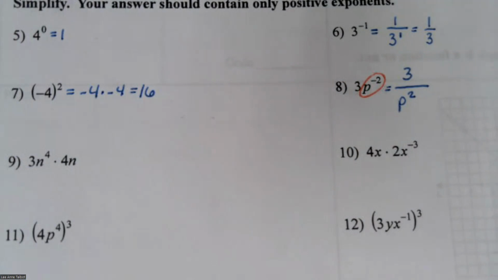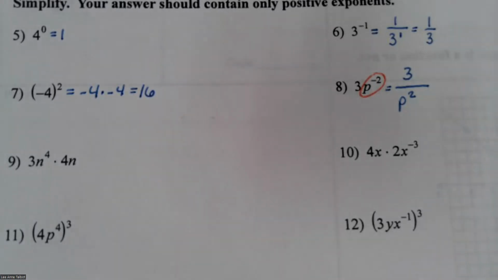Let me say that again. The 3 and the p to the -2 are separate. 3 is actually to the 1 power. We're just too lazy to write the little 1 there. Okay.